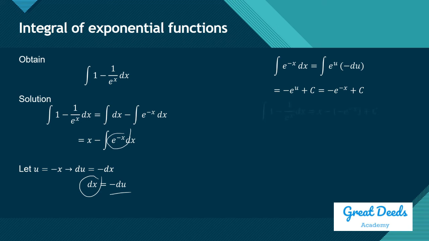So we will put these things together. It becomes equal to x minus negative e to the negative x plus c, or x plus e to the negative x plus c. These things are confusing, minus the negative. And you will see this again a lot when we go to definite integrals.